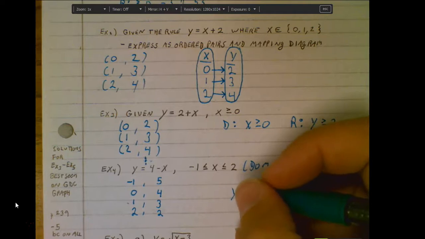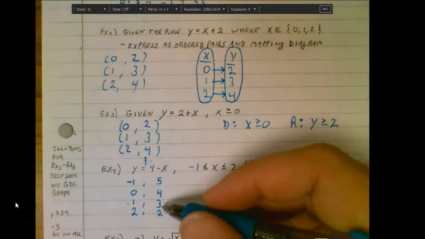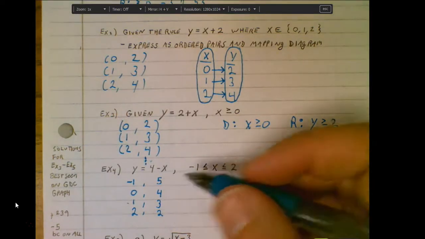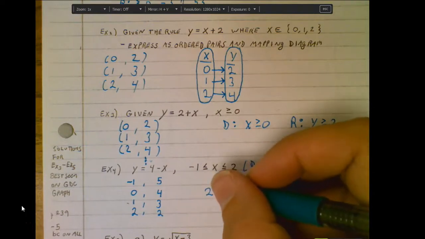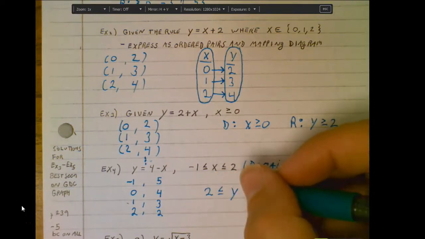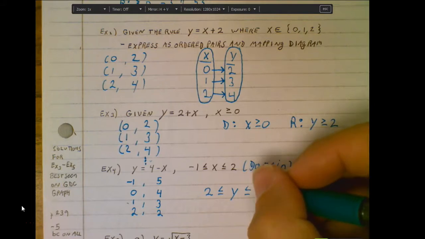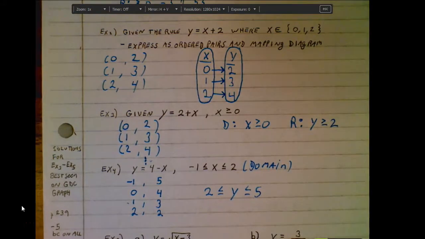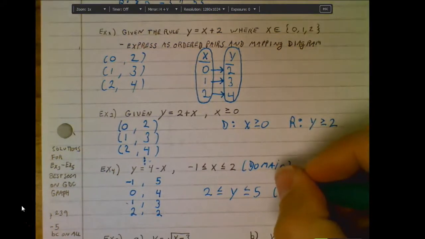So as far as the y values go for the range, we can see that it's between 2 and 5. And so we can at least say that it's all the y values that are greater than or equal to 2 or less than or equal to 5. And that then implies that it can be any rational number between 2 and 5. And so that's going to be our range.